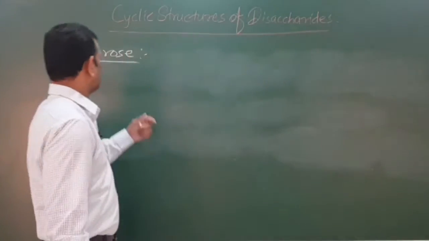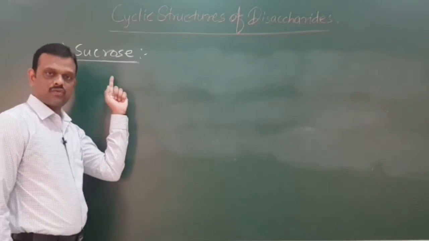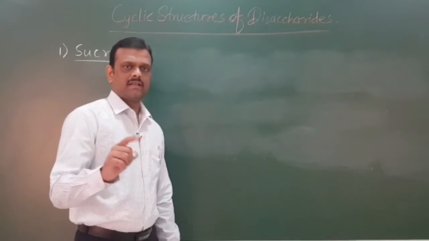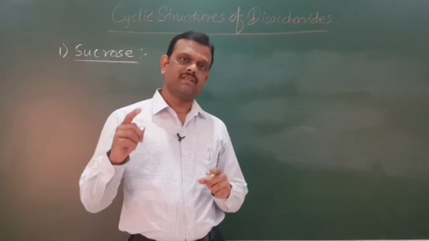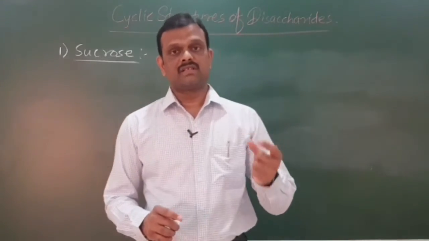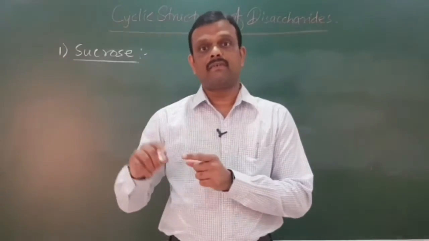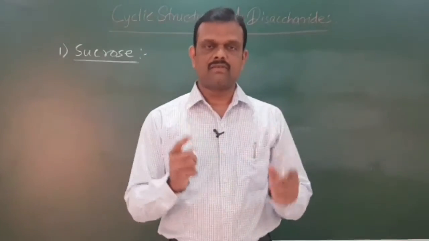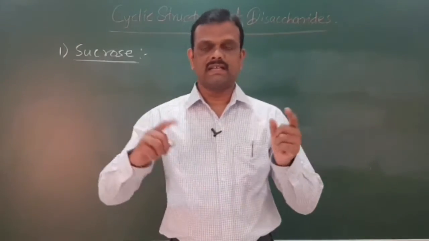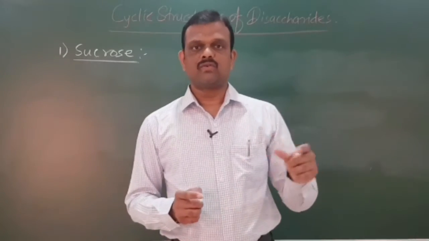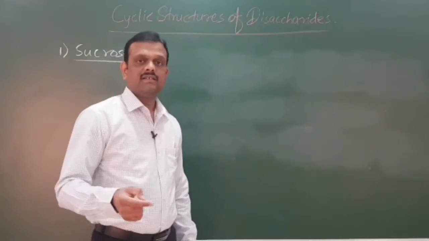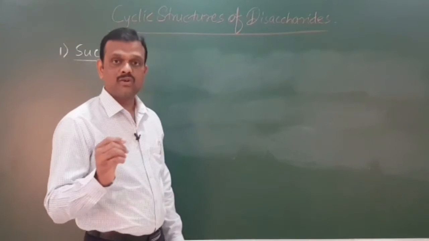Let's study the cyclic structure of sucrose, that is Haworth structure of sucrose. In sucrose there are two units, first one is glucose, another one is fructose. But when we consider the Haworth structure, glucose is in the form of alpha D glucose and fructose is in the form of beta D fructose. That means one alpha anomer, another one is a beta anomer. Alpha anomer of glucose, beta anomer of fructose, they are present. Now they link to each other by a simple glycosidic linkage.